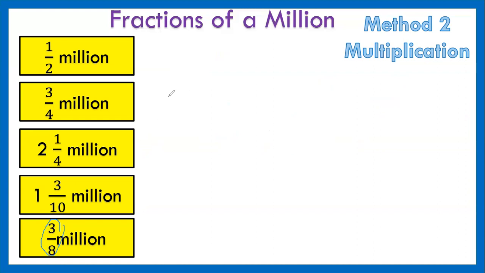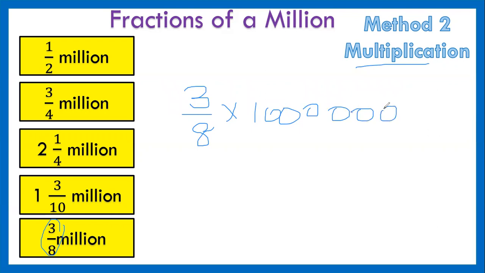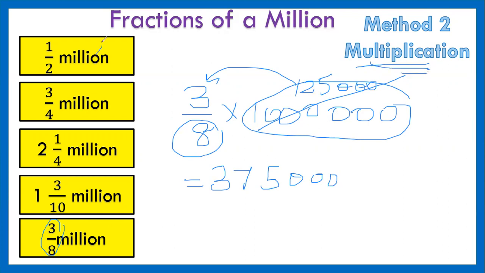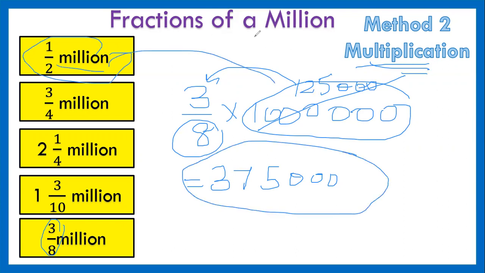Finally, 3/8 million. Okay, now if I wanted to do the multiplication method, I will just have to take 3/8 multiplied by 1 million, which we have done earlier. So you take 1 million and divide by 8 first, and you will get 125,000. Then take 125,000 and times with 3, and you would get 375,000. This is how you can use the multiplication method to convert fractions of a million to a whole number.